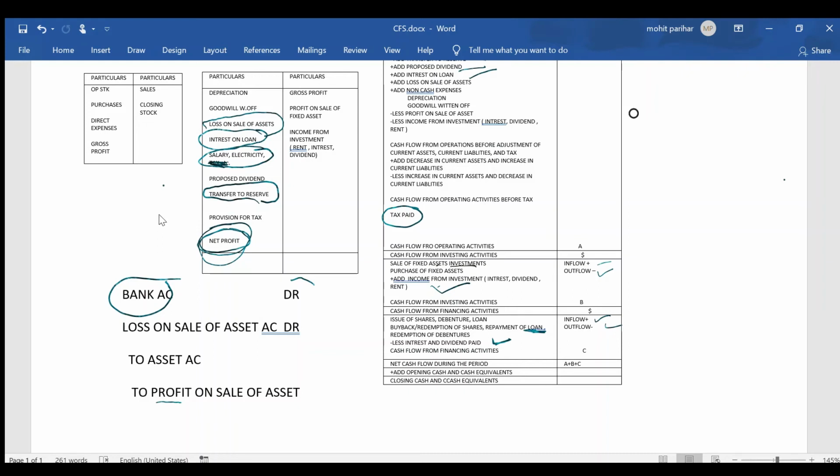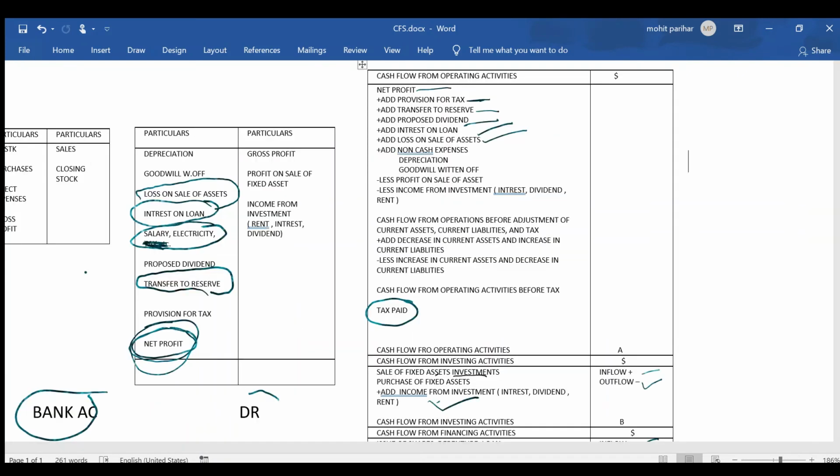As you can see, in the sale of a fixed asset there is an inflow of cash, and so we will add back the loss on sale of asset to the net profit. Here I have written it twice by mistake. Okay.